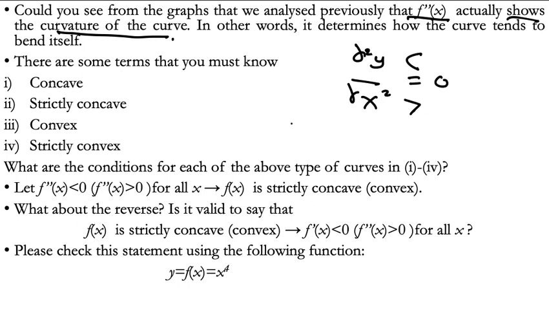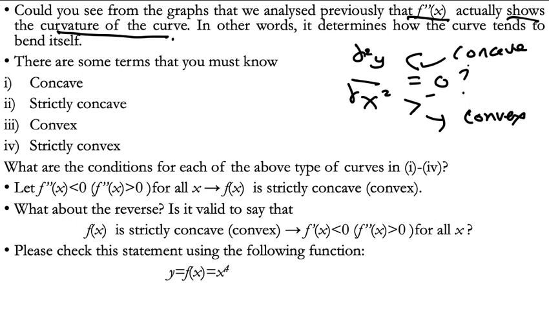Now, if the second derivative is equal to 0, okay, so what does it mean? You already know that if it is less than 0, that means it is concave. If it is more than 0, that means it is convex, isn't it? But what does it mean if it is equals to 0? Okay, then it means at that particular point, okay, the slope of the curve is actually flat, isn't it?